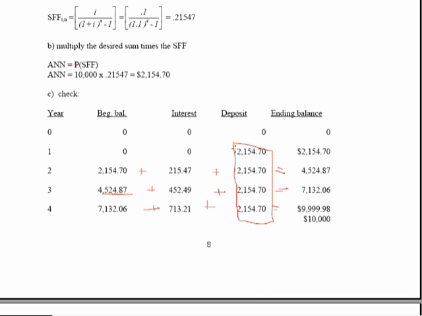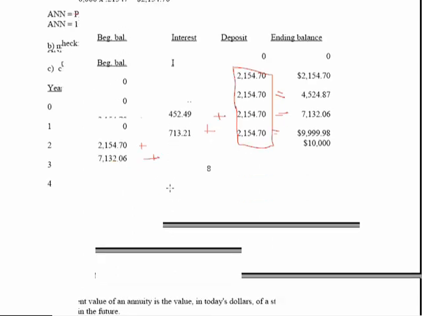And that difference there between our $2,500 at a zero interest rate and $2,154.70 at a 10% interest rate, that's our interest working for us. That's our money accumulating interest. So we don't have to make payments as high as $2,500. So that's the sinking fund.